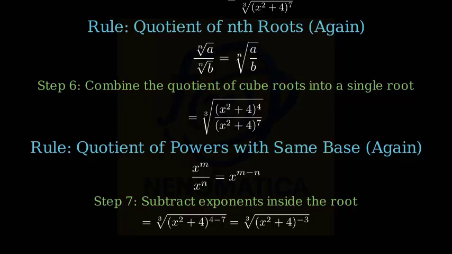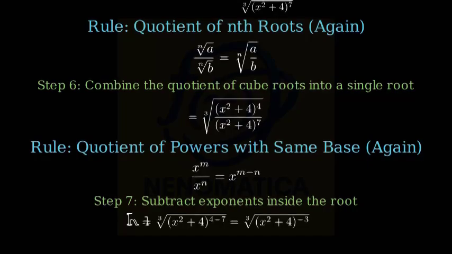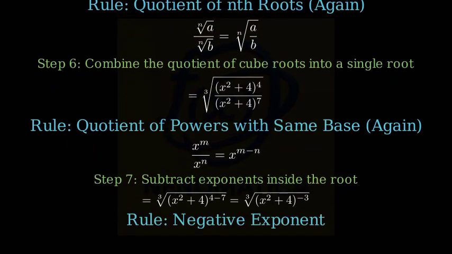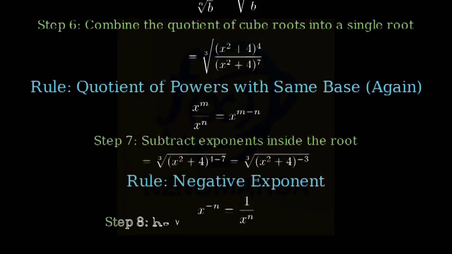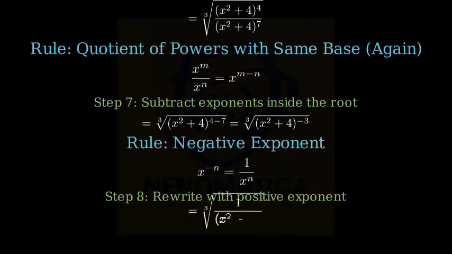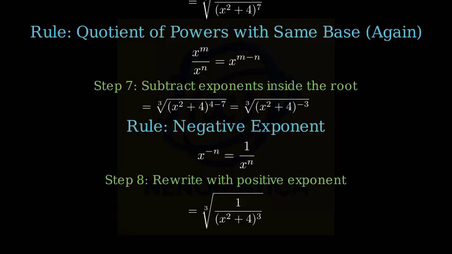This gives us x squared plus 4 to the power of 4 minus 7, which equals x squared plus 4 to the power of negative 3. Now, we'll use the negative exponent rule. This rule states that x to the power of negative n equals 1 over x to the power of n. So we can rewrite x squared plus 4 to the power of negative 3 as 1 over x squared plus 4 to the power of 3.